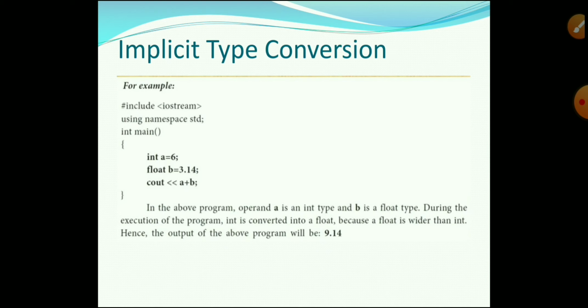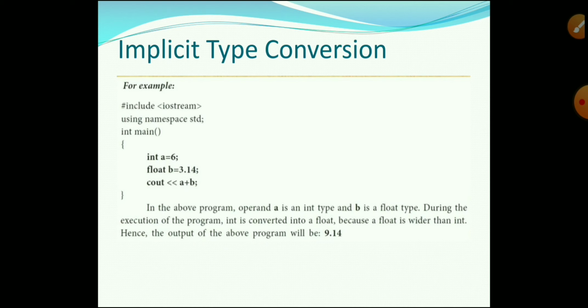See here, int a equal to 6, float b equal to 3.14, cout a plus b. Here a value is the integer 6, b value is the fraction value 3.14, but we have to add a and b. Is it possible, sir? Yes, we can do this program easily. The a value will be converted to float, for example 6.0. In the explanation they have given it below itself.